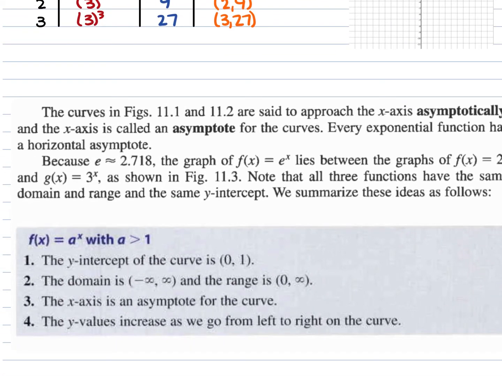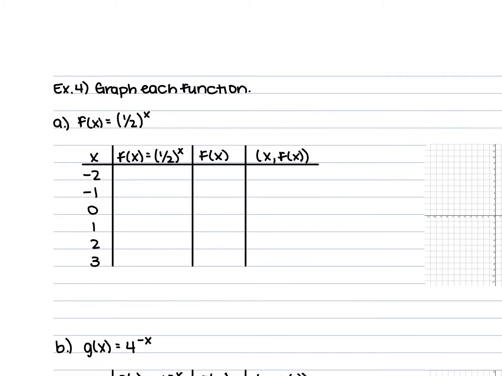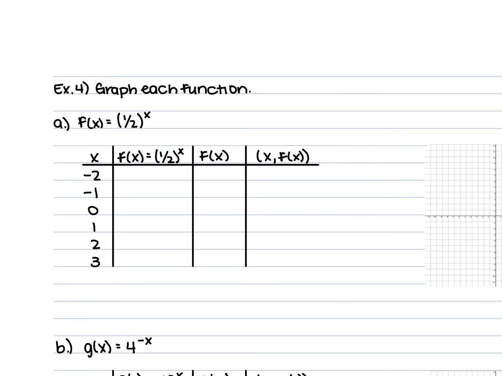For our next example, we have f of x is equal to 1/2 to the power of x. Again, our x values that we're working with are from negative 2 to 3. So we're going to start with that 1/2 to the power of negative 2, then 1/2 to the power of negative 1, 1/2 to the power of 0, 1/2 to the first power, to the second power, and to the third power.